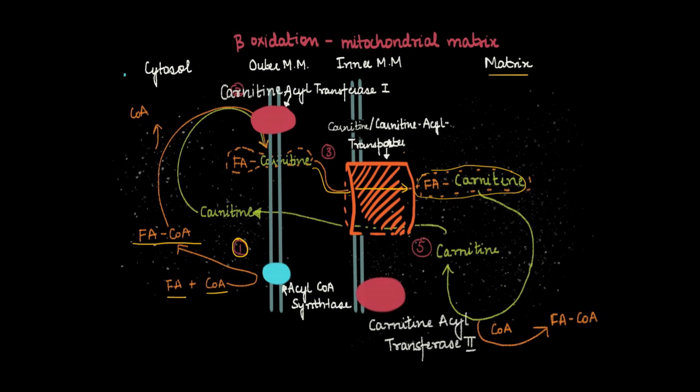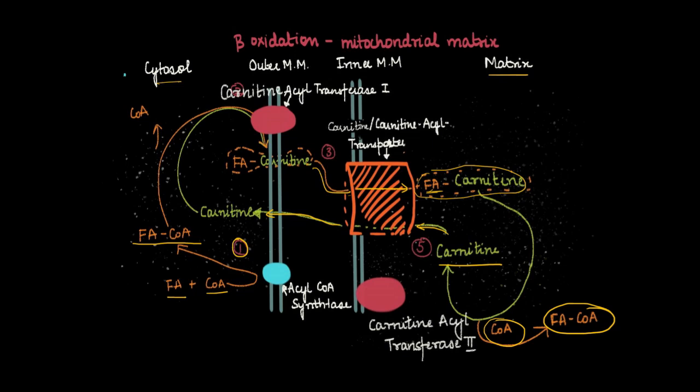Now from this complex we need the fatty acid to be separated. So this enzyme comes into action, the carnitine acyl transferase 2. What it does is it transfers coenzyme A molecule onto the fatty acid and removes carnitine. So here we have in the end fatty acid coenzyme A molecule and removed carnitine, and this carnitine is again shuttled back through the carnitine acyl transporter back into the cytosol.